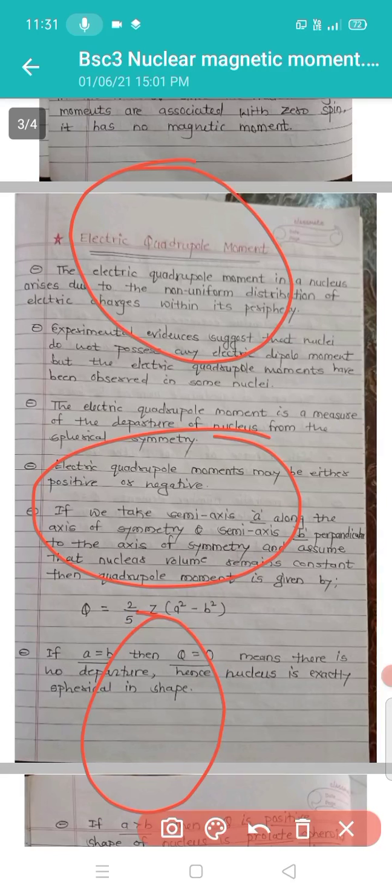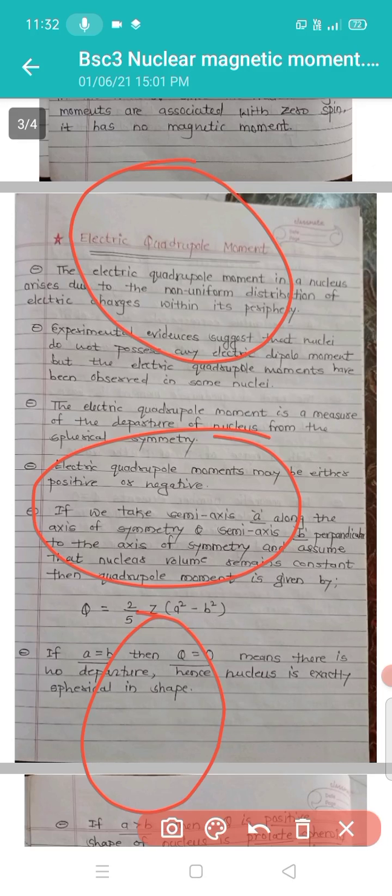The electric quadrupole moment in a nucleus arises due to the non-uniform distribution of electric charges within its periphery. Experimental evidences suggest that nuclei do not possess any electric dipole moment, but the electric quadrupole moments have been observed in some nuclei. The electric quadrupole moment measures the departure of nucleus from the spherical symmetry. It may be either positive or negative.